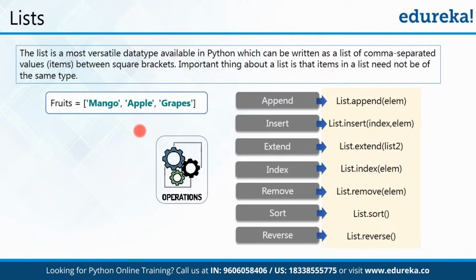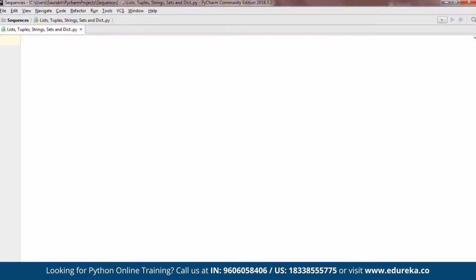Now there are various operations that you can perform with lists. You can append certain elements, then you can insert, you can extend the list as well, then you can find the indexes, then you can remove certain elements, you can sort it, reverse it. Then there are various other operations with lists, which I'll show you. So let's move forward and I'll show you practically how to deal with lists. So I'll open my PyCharm. So this is my PyCharm, guys.